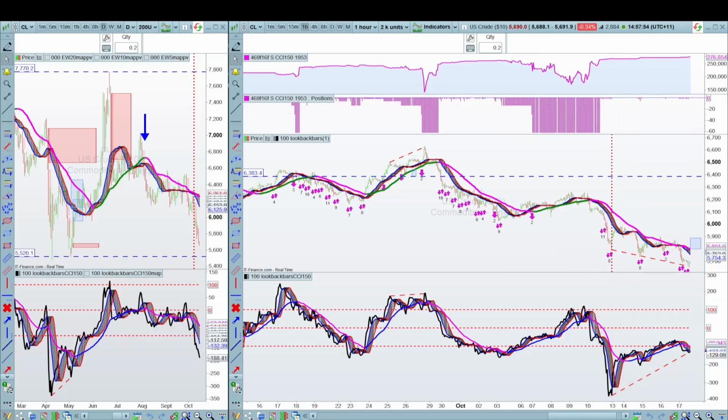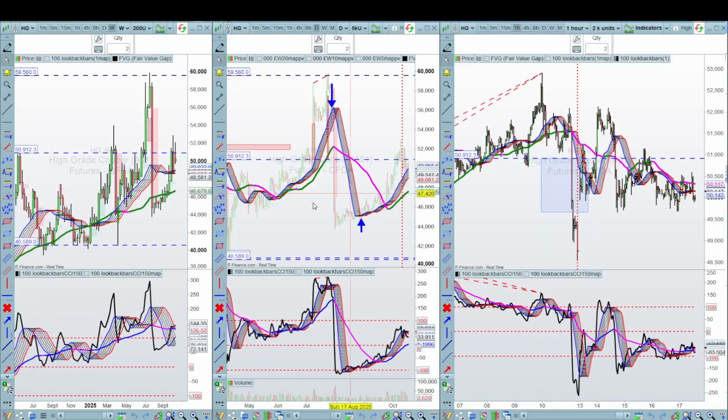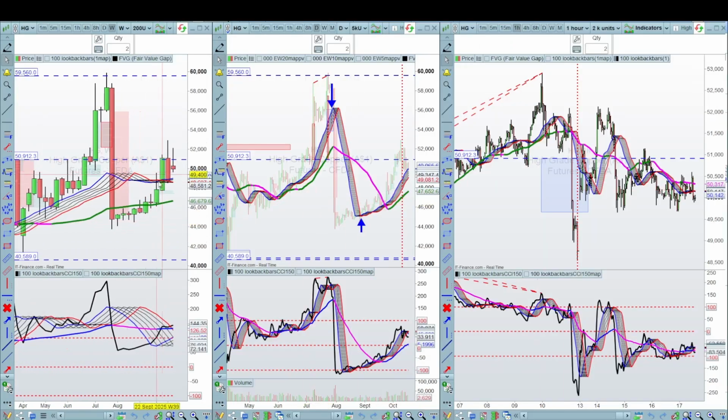So for high-grade copper on the weekly, first off, the price is above the moving average, and it's a fresh breakout on the CCI above the moving average. So start going long from here. If you're trading on the daily, you always go in the direction of the higher time frame.